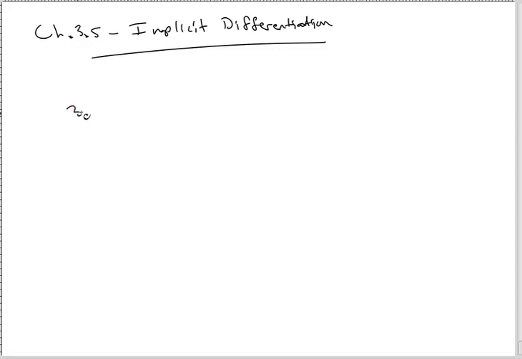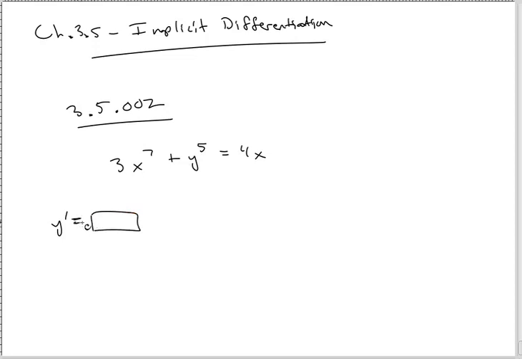Well, it means that we're going to get started on the first problem, and I will give you exactly how this works. So I got 3x to the 7th plus y to the 5th is equal to 4x. And they say, go on, take the derivative. Try to. Y prime is equal to what? Yeah, we got an issue here right now.